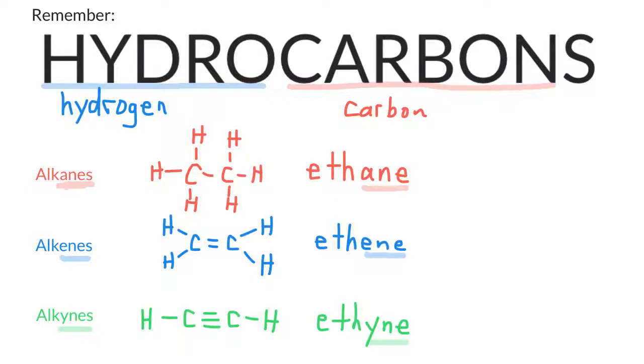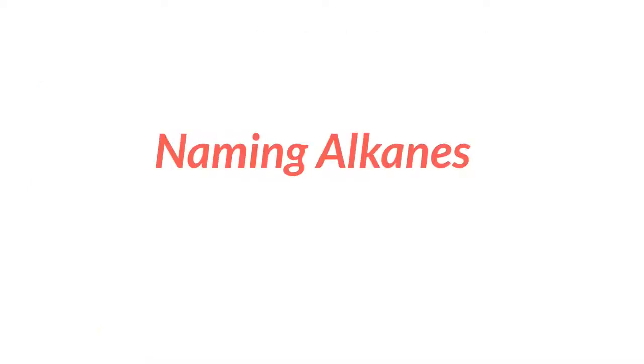Of course, naming hydrocarbons is going to get a little more complicated once the chains get bigger. So we're going to start out by just naming alkanes. That's the simplest type of hydrocarbon.